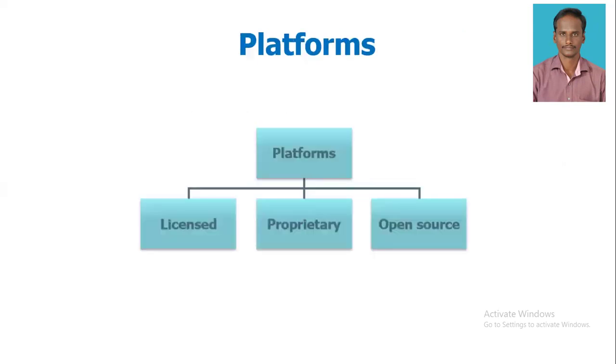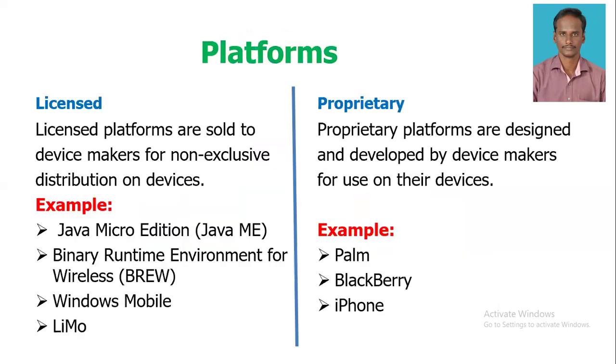Next, let us see the platforms, mobile platforms. The mobile platforms' primary duty is to provide access to the devices to run software and services on each of these devices. A platform or a core programming language in which all of the software is written is needed. Generally, the platforms are categorized in three types. One is licensed, next proprietary, and the other one is open source. Let us see one by one in detail.